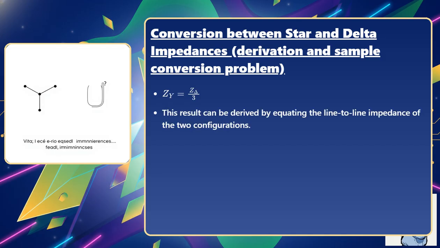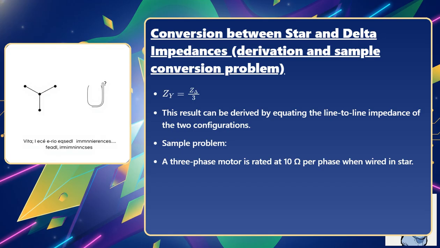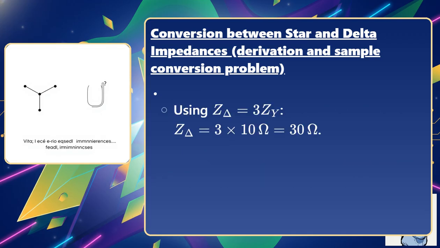This result can be derived by equating the line-to-line impedance of the two configurations. Sample problem. A three-phase motor is rated at 10 ohms per phase when wired in star. What is the equivalent delta impedance per phase? Using Z delta equals 3 Z_Y, Z delta equals 3 times 10 ohms equals 30 ohms.